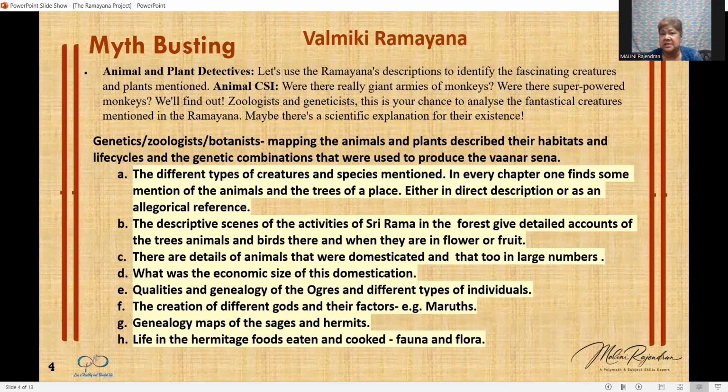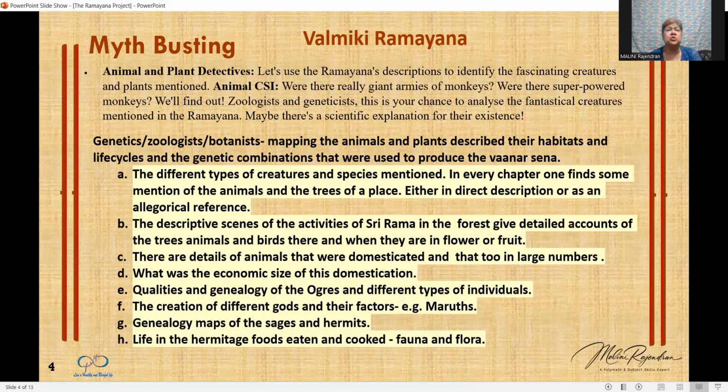You could be a CSI agent trying to decipher the list of all the animals and plants mentioned in the Ramayana. And Valmiki has given very detailed descriptions of these animals and plants. In fact, in the chapter in the Balakandam, there is detailed information on how the giant armies of animals and monkeys was created for the future to help Rama when he goes to war with Ravana.